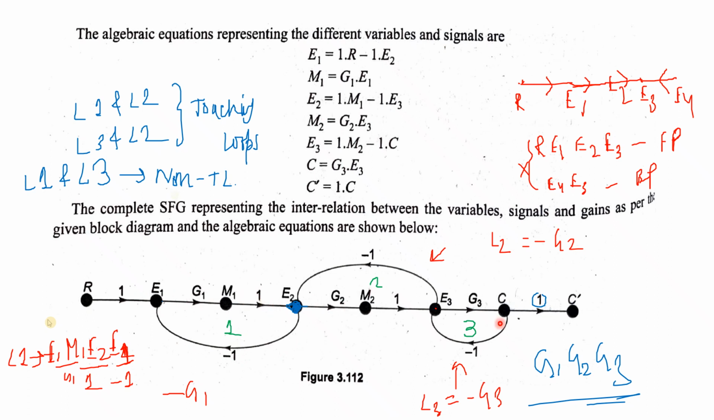What you will see is that if there is a loop, above the branches there will be gain. If there is no gain given, then put it 1, unity gain. And if you have the gain of all the branches, then multiply the gains. In the forward path also, how many branches are there? R1, E1 is one branch. E1, M1 is one branch. Because we are writing in this way: R1, E1, then M1, then E2, M2, E3, C and C dash. This is one forward path. So whatever is on the branches of the forward path, you multiply them.